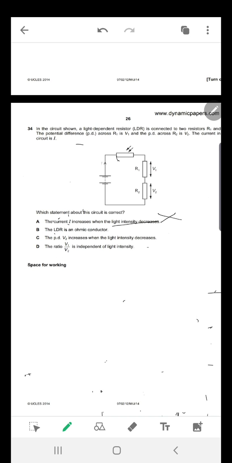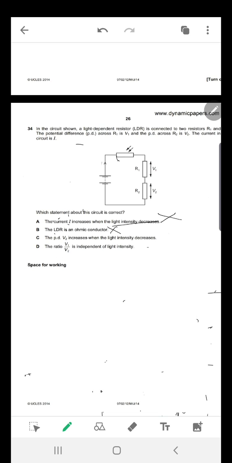The LDR is an ohmic conductor? Not at all. It doesn't follow the straight line of Ohm's law. Its current and its voltage don't behave linearly. So no, wrong. The potential difference V2 increases when the light intensity decreases.